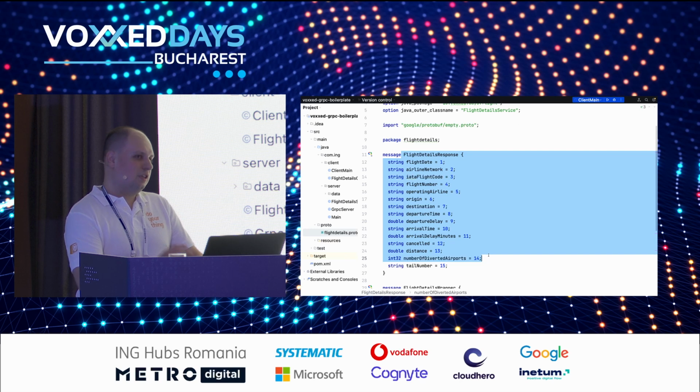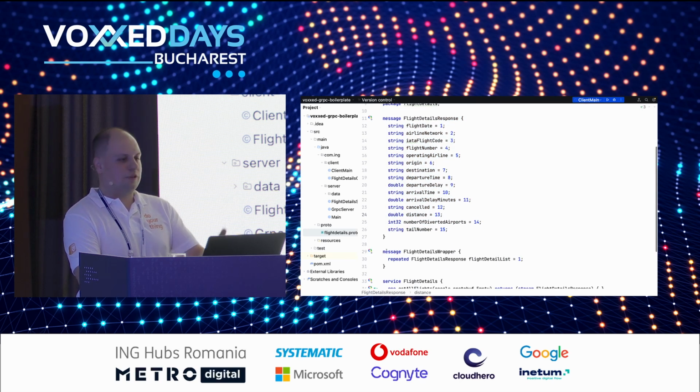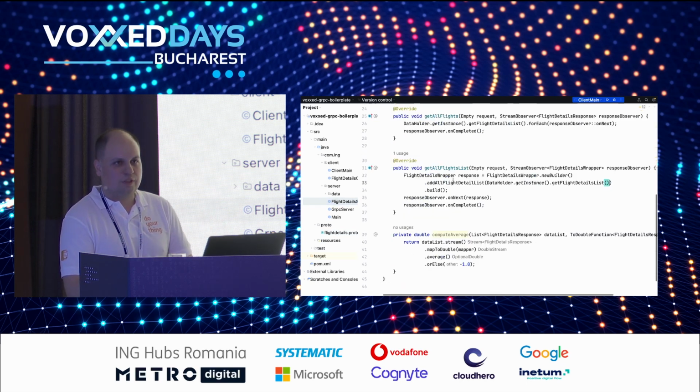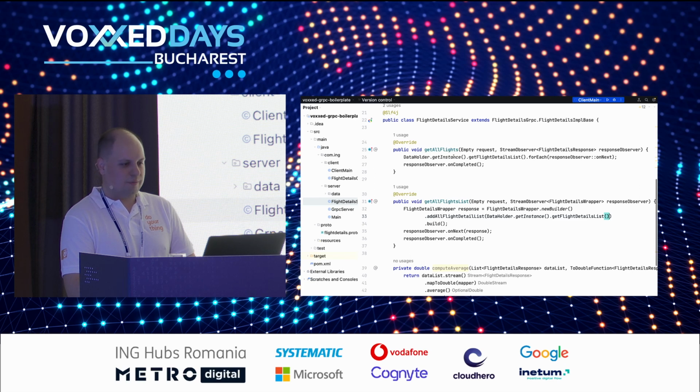Here, we are going to see another type of message which uses the repeated keyword in order to define that this is a list of the responses that we saw earlier. And we are going to use these in order to compare the performance a little bit. Looking at the code, we have just a small singleton that gives me back a list of 29 elements that we are going to use in order to test the performance.